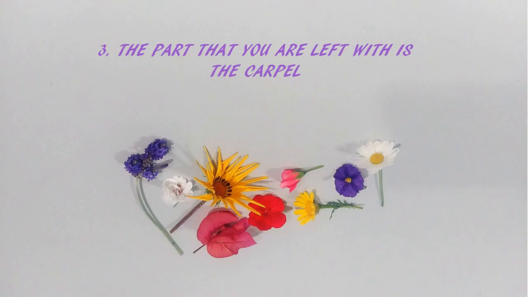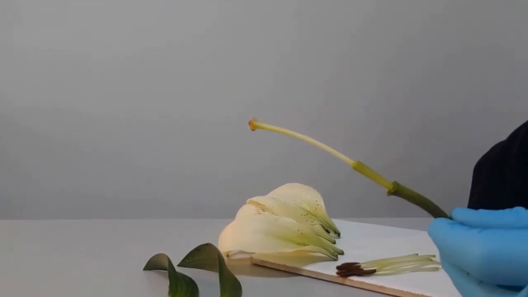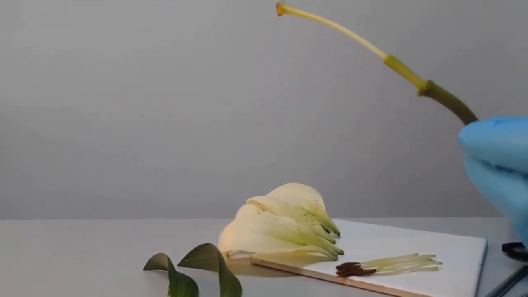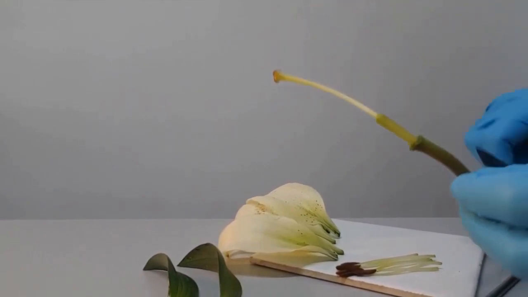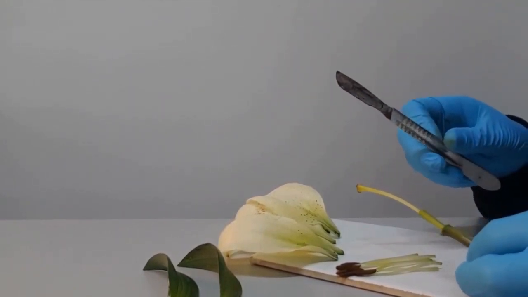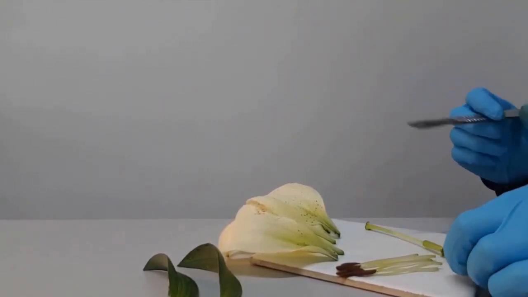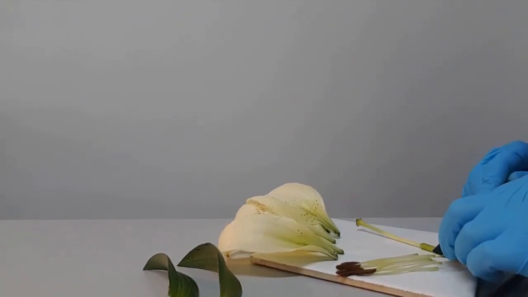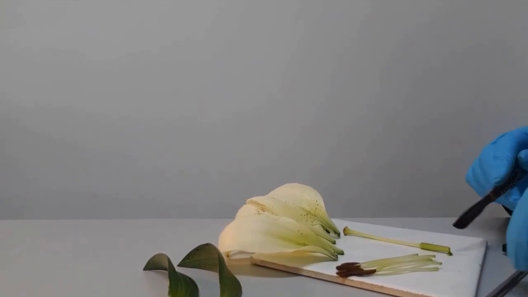After you pull off the stamen, the part you're left with is called the carpel. Here you see the carpel. The carpel is the female reproductive structure that produces the ovules, also known as the egg cells, the female sex cells. And these develop into a baby plant eventually.